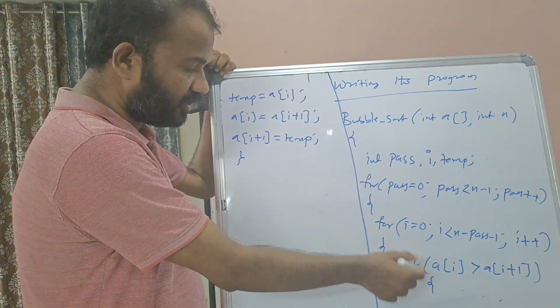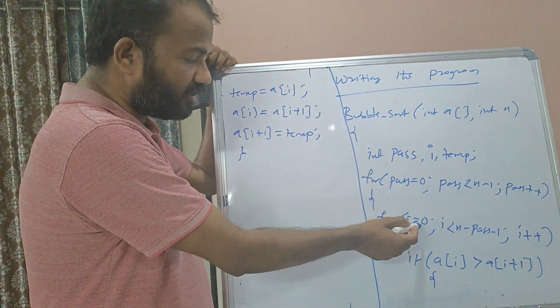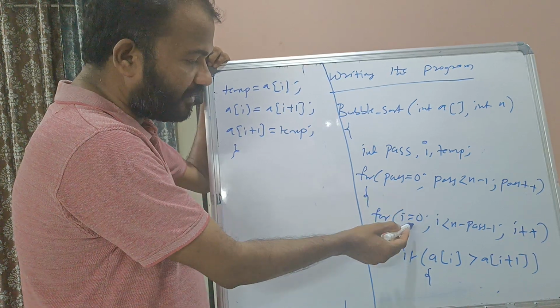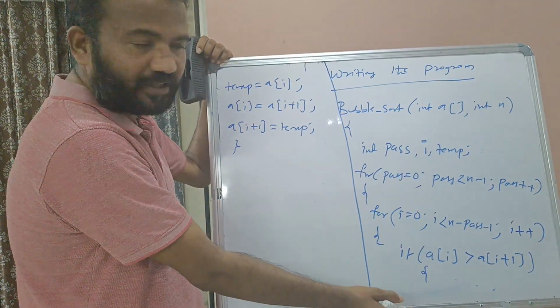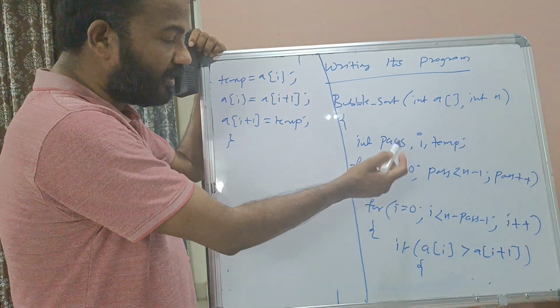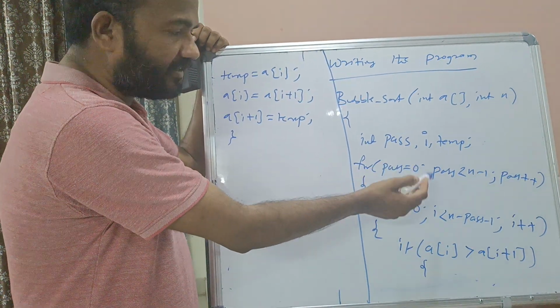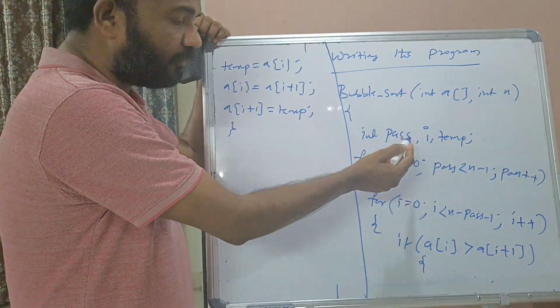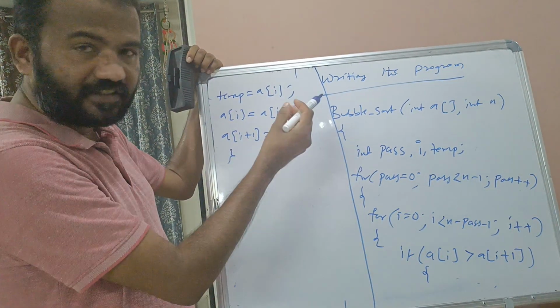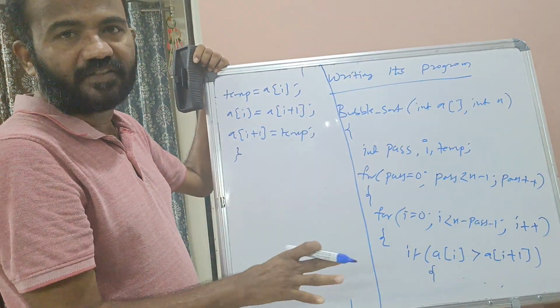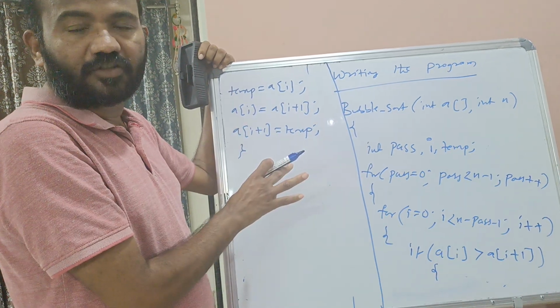First pass is equal to 0, after pass is equal to 0, I is equal to 0, I is equal to 1, I is equal to 2, I is equal to 3. This has been implemented. Next pass is equal to 1, I is equal to 0, I is equal to 1, I is equal to 2. Next pass is equal to 2, I is equal to 0, I is equal to 1. So this is the process. All the elements are to be sorted.